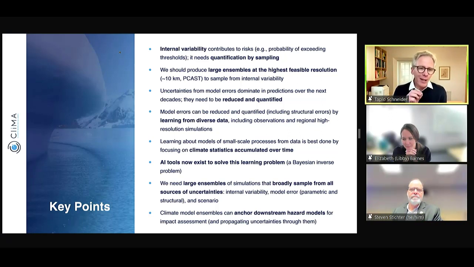I think what will end up happening in this space is that we'll produce moderate size ensembles, size 100, and use the wonderful generative models that AI is providing us to produce much larger ensembles. Perhaps focus on specific impacts, perhaps focus on specific variables, but I think it's a great space for generative AI to fill in what we can't do with brute force computing.